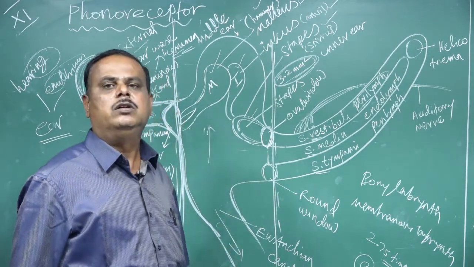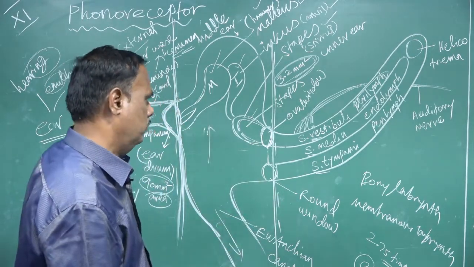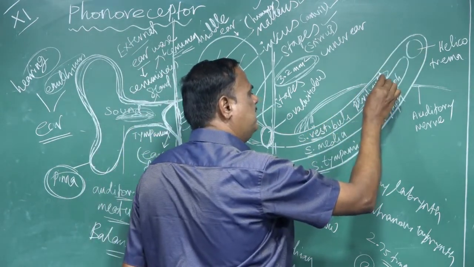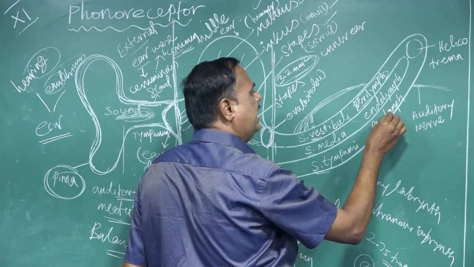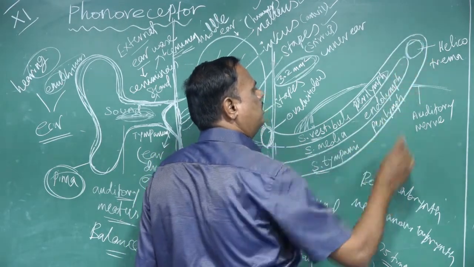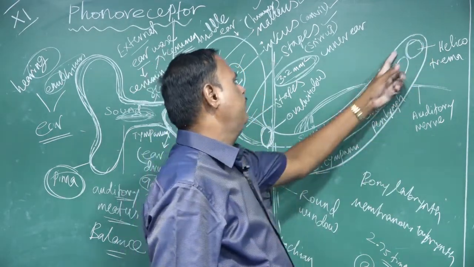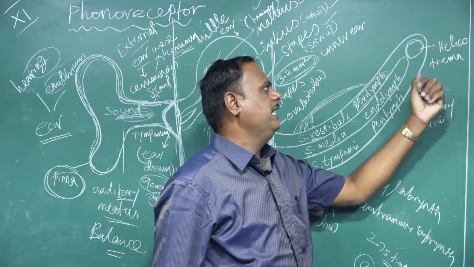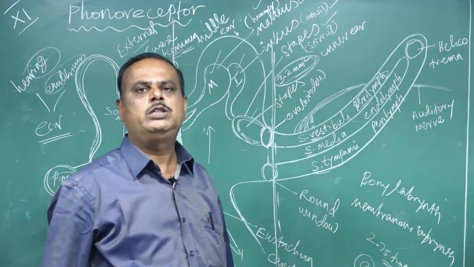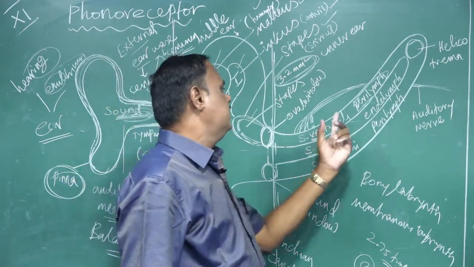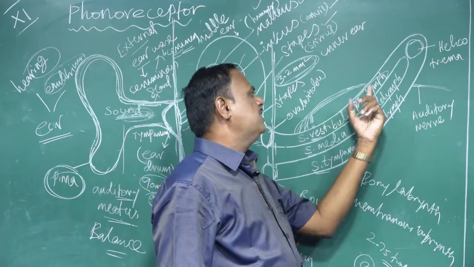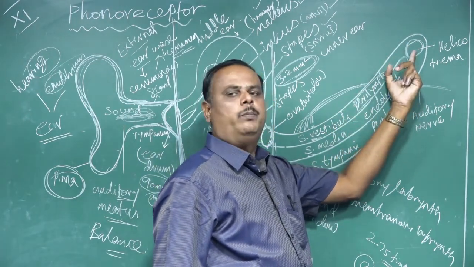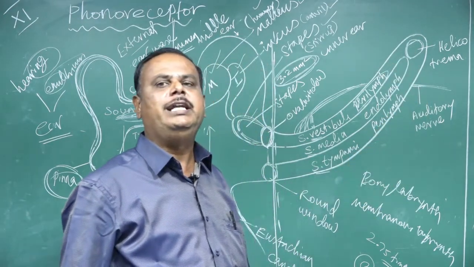Below the oval window is the round window. At the end of the cochlea, where the scala vestibuli and the scala tympani join, there is a minute opening. That is called the helicotrema.